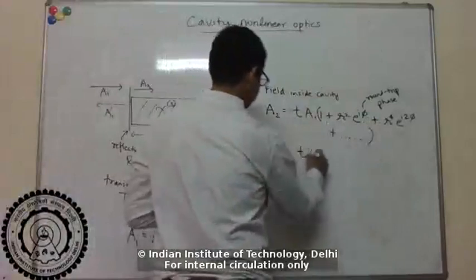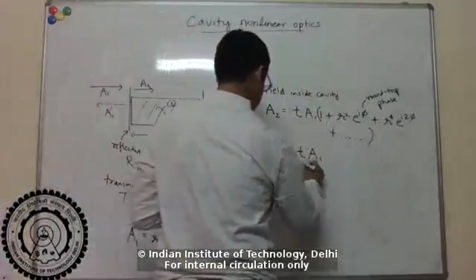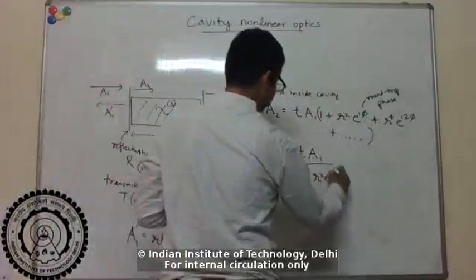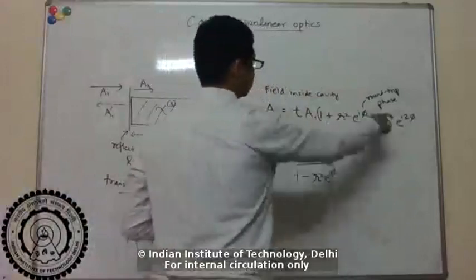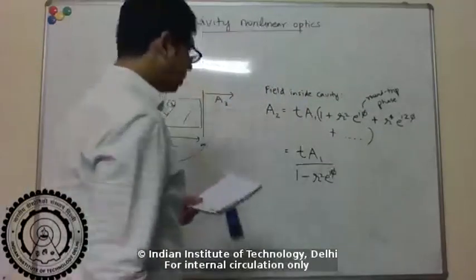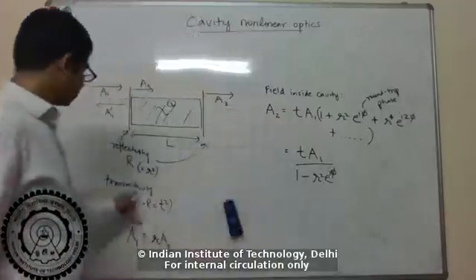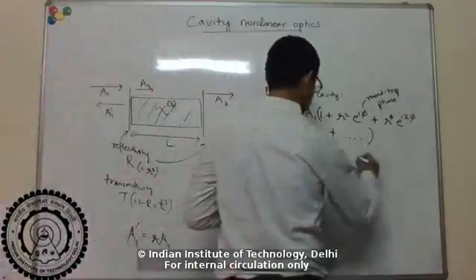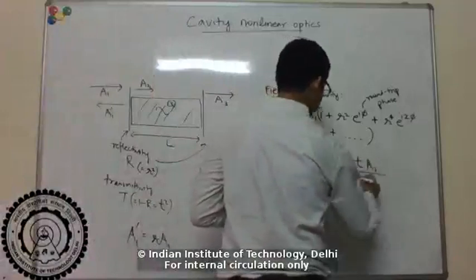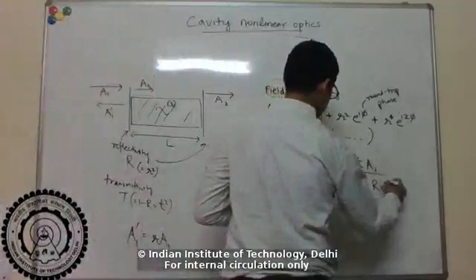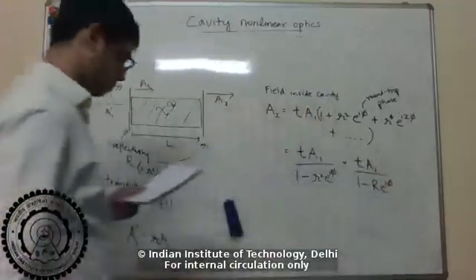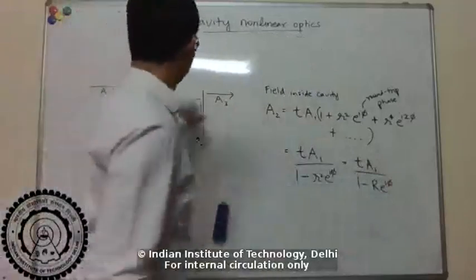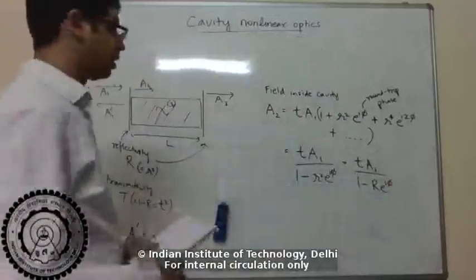So I can write this as EA1 divided by 1 minus r square e to the i phi, which is the ratio of the geometric progression. And small r square is just, we can write it as capital R. Okay, so that's the solution for the field in the cavity, steady state.